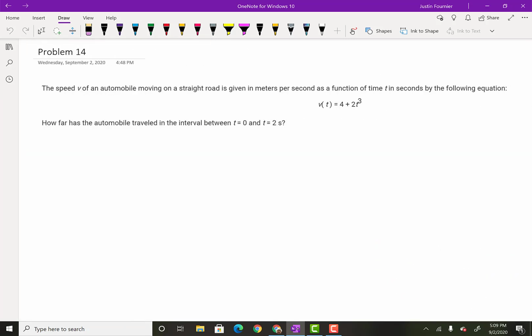All right. So 14 says the speed v of an automobile moving in a straight road is given in meters per second as a function of time, t, in seconds, followed by this equation. So whatever motion this automobile is doing, it's dictated by that equation right there. That's the velocity as a function of time. How far has the automobile traveled between 0 and 2 seconds?